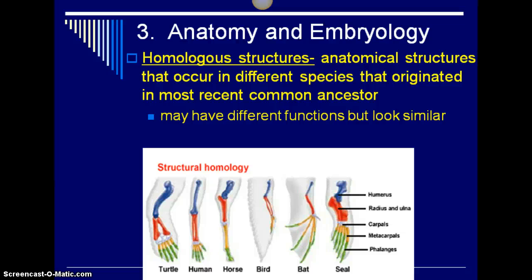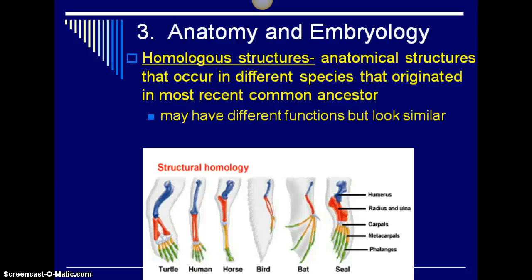but also bone structures that we see from one organism to the next. So homologous structures are structures that are similar in different species. So they occur in different species, but they seem to have originated from a common ancestor. And the key here is that they have different functions, but they look similar.